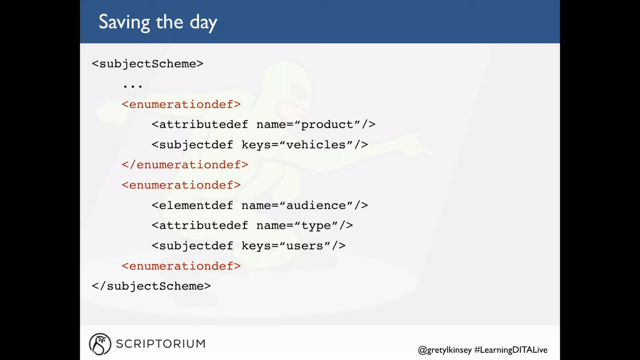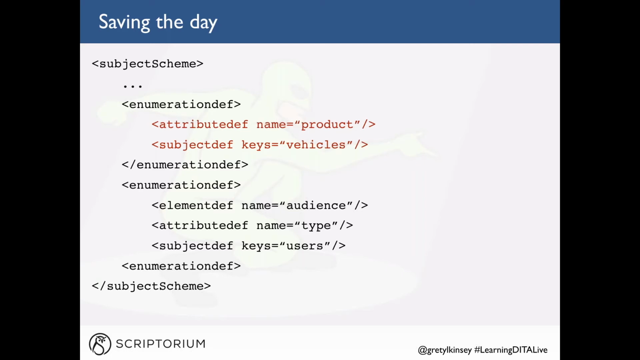So we had that one for vehicles and we had the other one for users. So we have two enumeration def elements so that we can bind those lists for vehicles and for users to the relevant metadata. In the first enumeration def element, we have these two elements that are required, and that is attribute def and subject def. Attribute def contains the name of the metadata attribute that you want to bind your values to, and in this case, that's product. And then subject def contains the name of the key that you previously defined with that list of values. And in this case, it's vehicles.